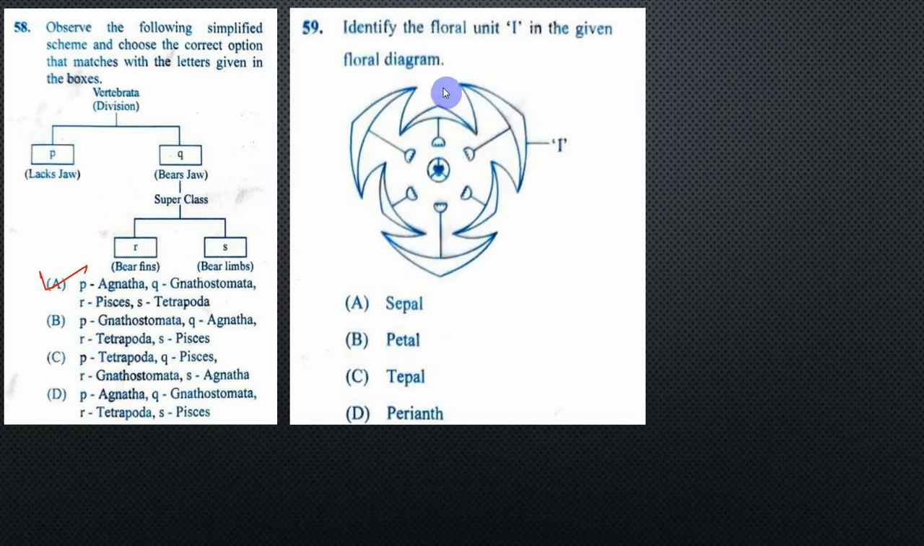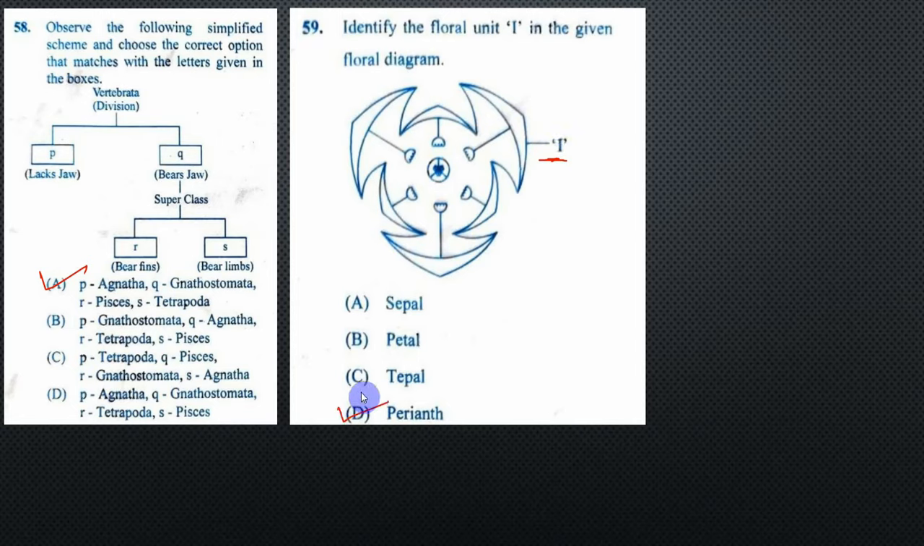So moving on, identify the floral unit I in the given floral diagram. So they have given a floral unit. If I remember properly, it is actually Allium cepa, which belongs to the Liliaceae family. They have given the floral diagram of the Liliaceae, that is Allium cepa, onion. The I, what they have mentioned over here, they have asked here. A is sepal, B is petal, C is tepal, and D is perianth.